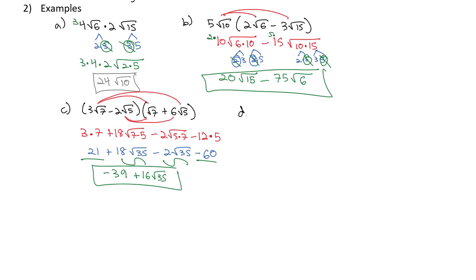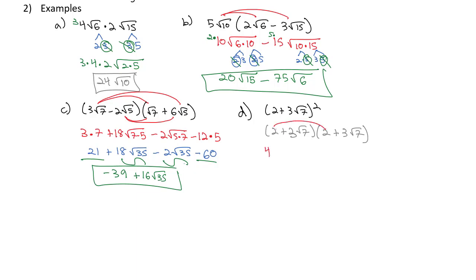Let's do one last example. Let's try 2 plus 3 root 7, and we're going to square it. Now, squaring means multiply by itself. It means we're going to take 2 plus 3 root 7 and multiply it by another 2 plus 3 root 7. And then it becomes very much like the previous problem. We can FOIL it out.